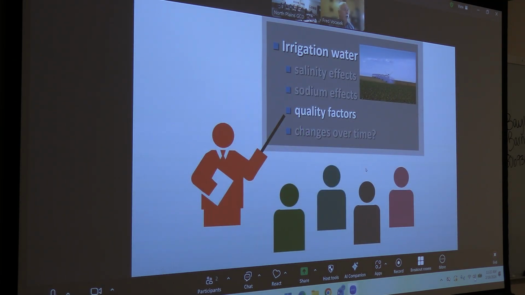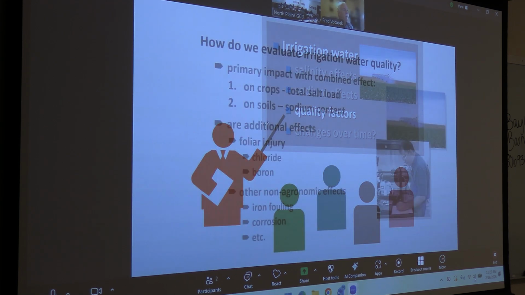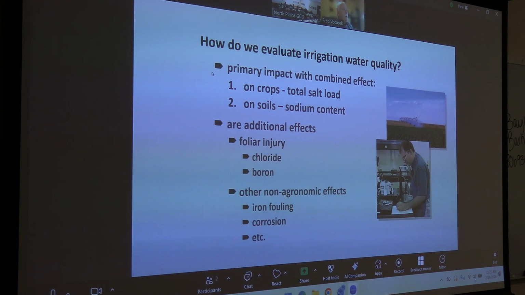And so there are quality factors when we're talking about soils, taking some of these measurements. Okay, so when we look at irrigation water quality, we're looking at a primary impact. We're looking at the effect of the total salt load on crops, and we look at the sodium content on the soils. Now, there may be some other effects. We talked about the foliar injury from the chloride or boron, but there may be other effects, and you can get high iron, you can get fouling and plugging of the screen, you can get corrosion, whatever. That's not part of this discussion. We're focused primarily on these factors.